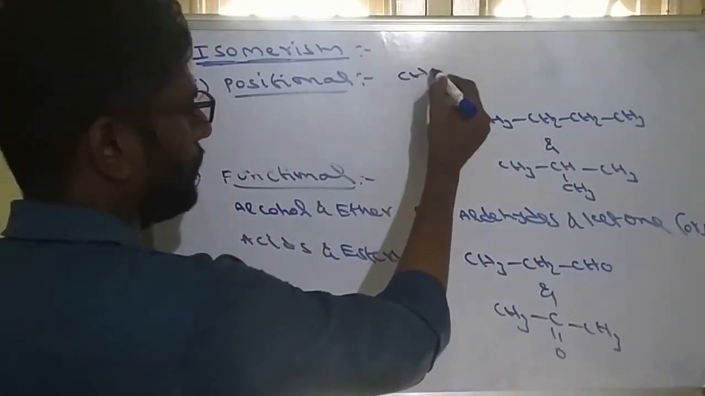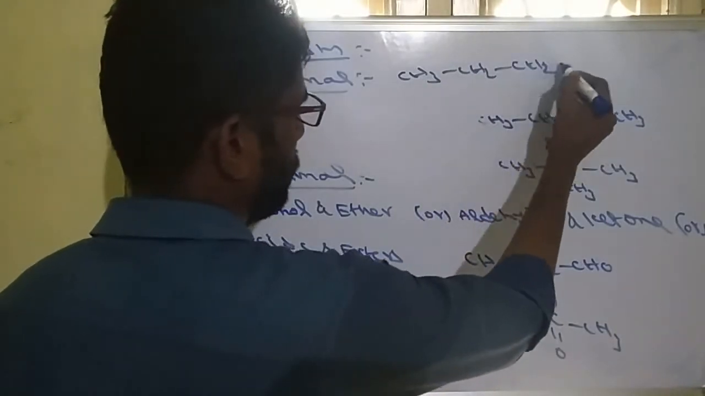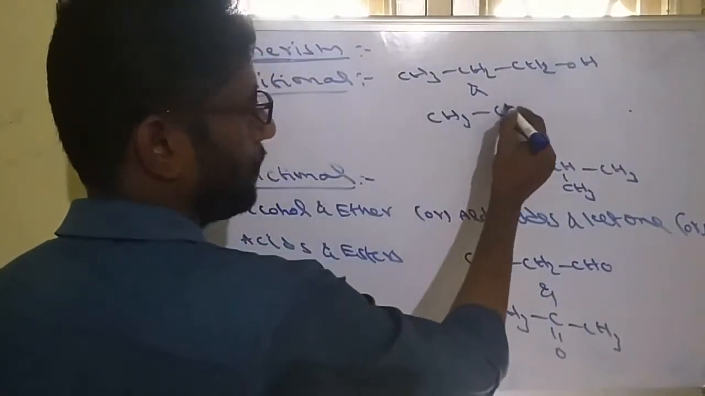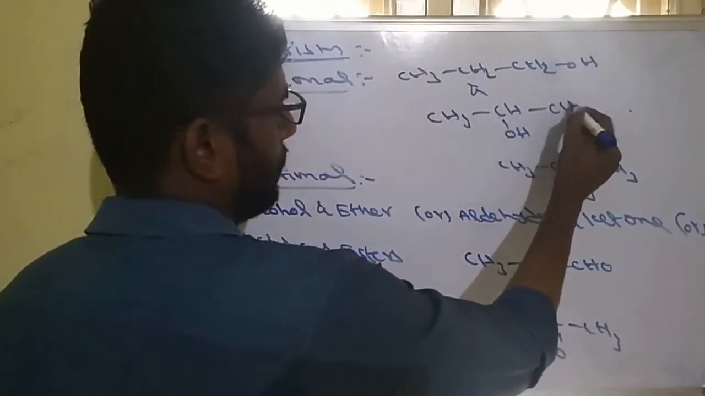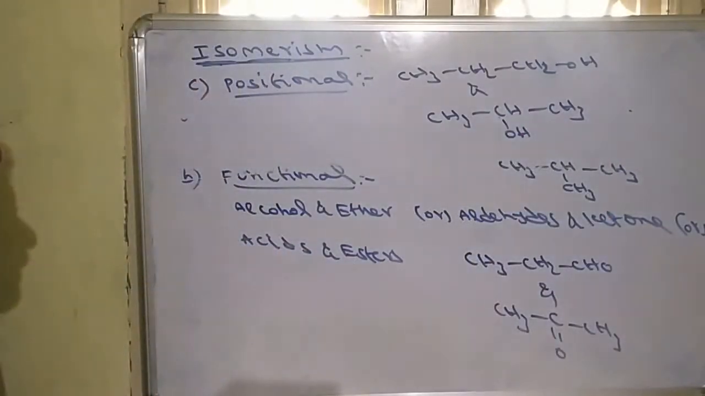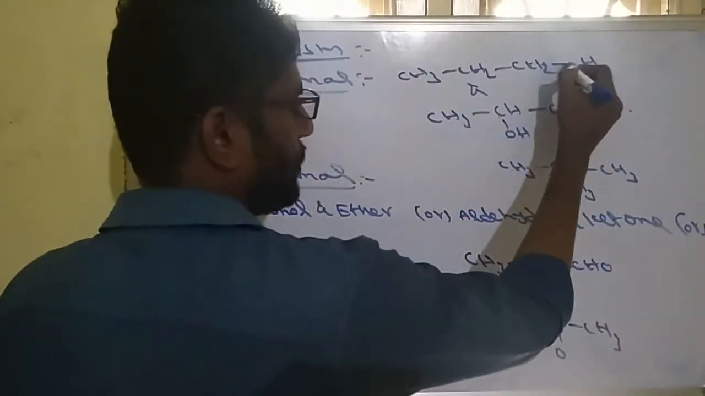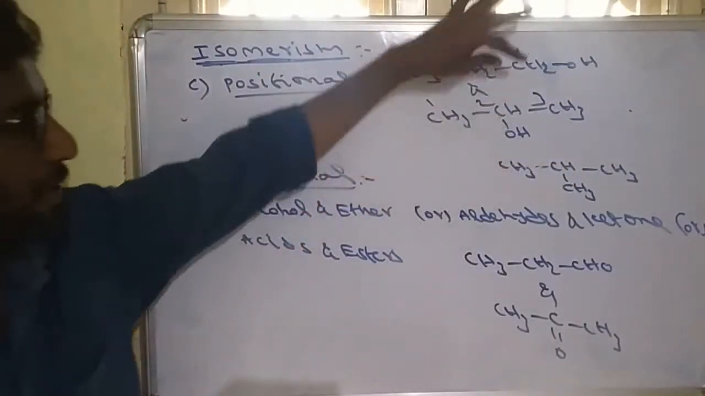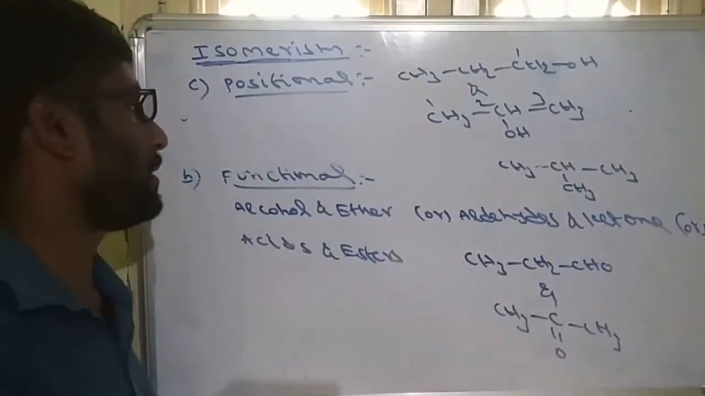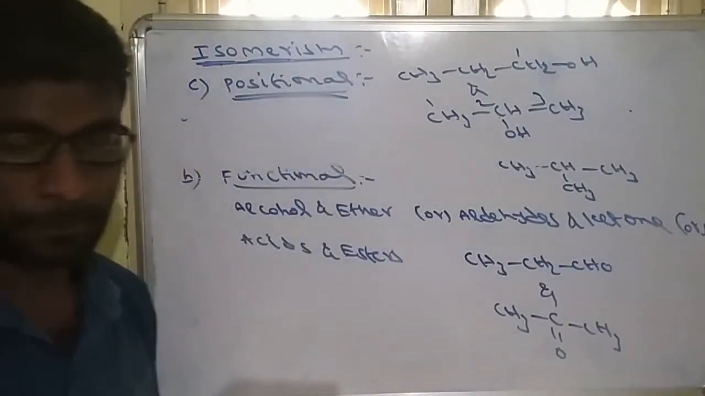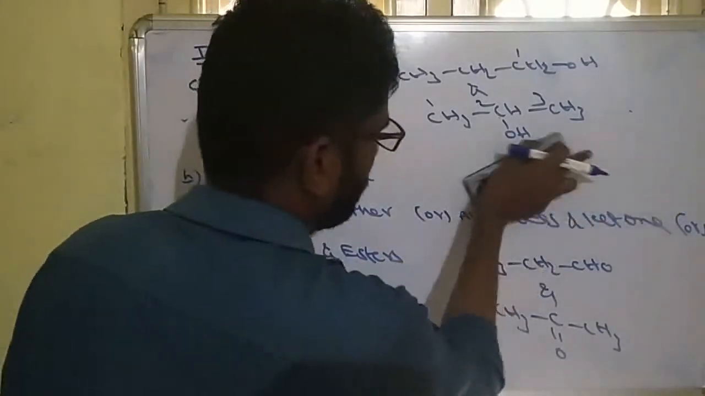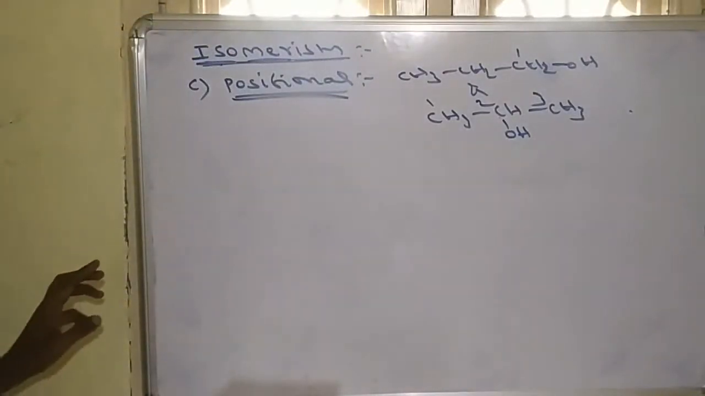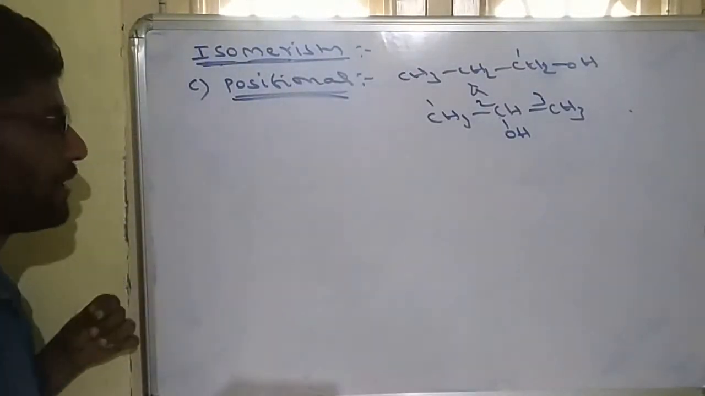For example, CH3CH2CH2OH, propanol, and this is 2-propanol. This is 1-propanol and this will be the 2-propanol. The position will be first, and the position will be second. So when the position of the functional group is different, those are called positional isomers. So functional and positional isomerism.